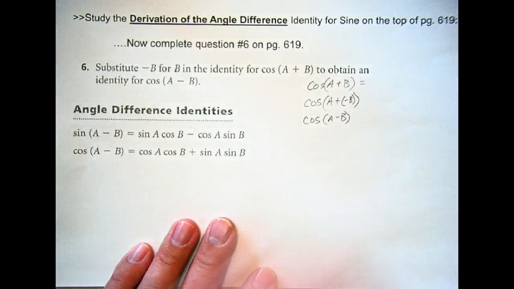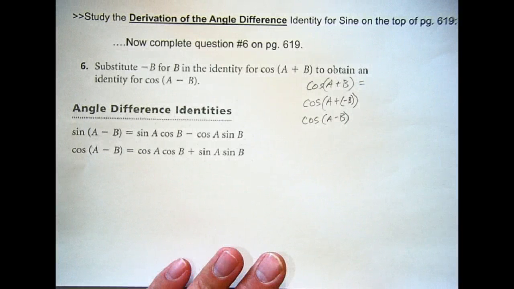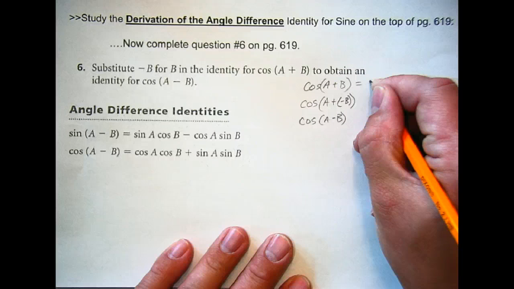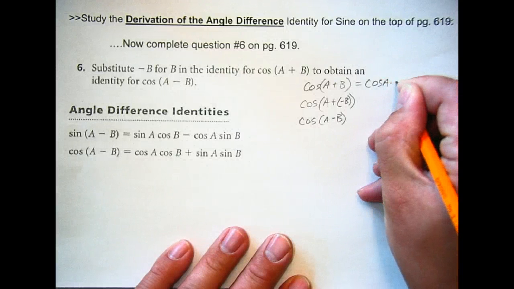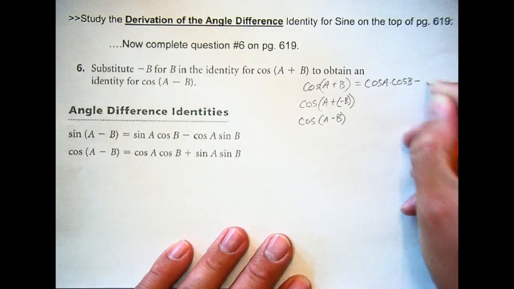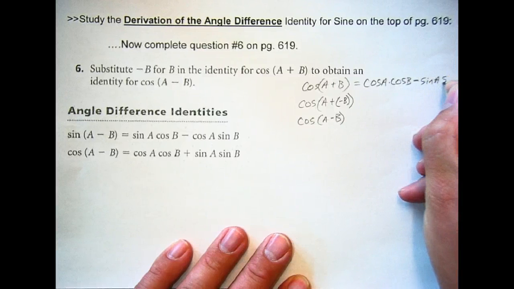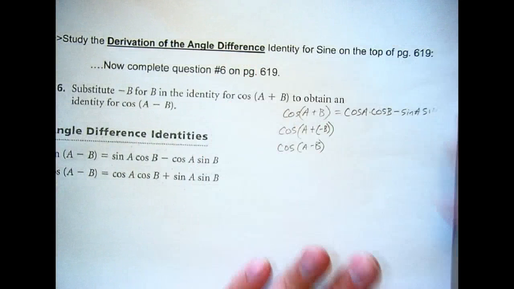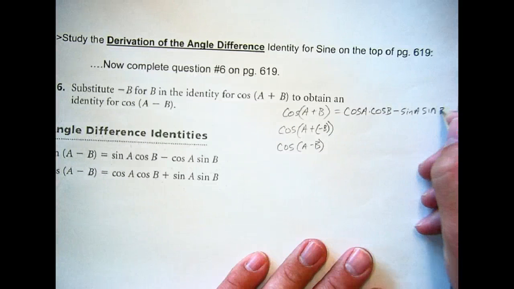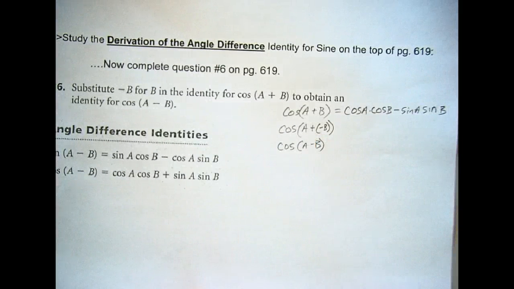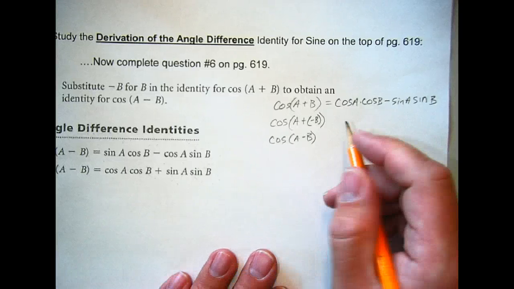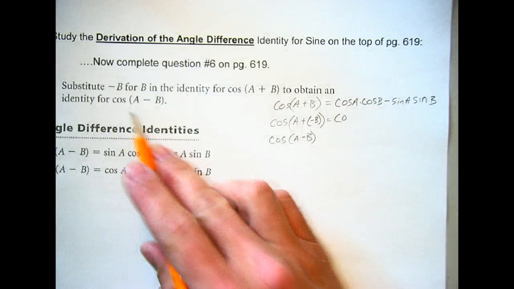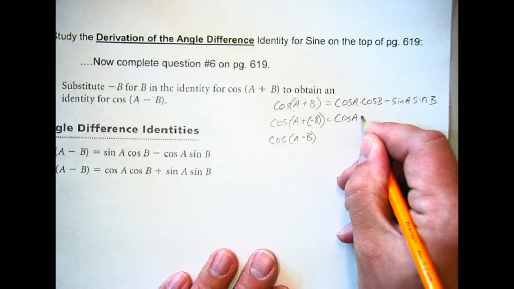What is cos of A plus b? Go ahead, Connor. Cos of A plus b equals cos A times cos b minus sine A times sine b. That's our angle sum identity. Now when we put in negative b, we put in the opposite of b for b, so we replace all those b's with it.